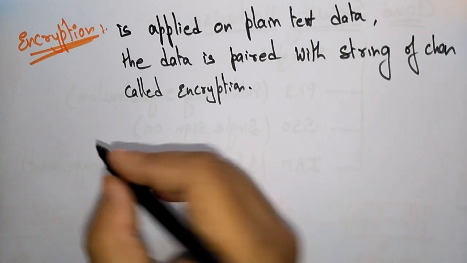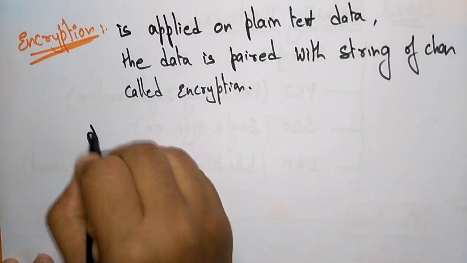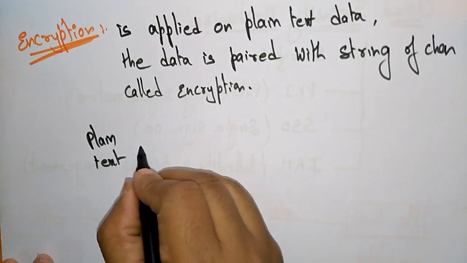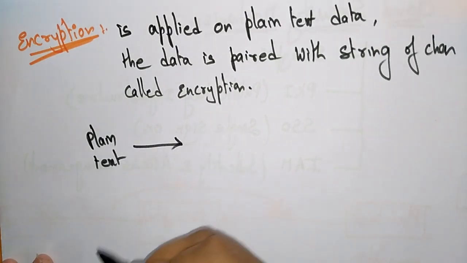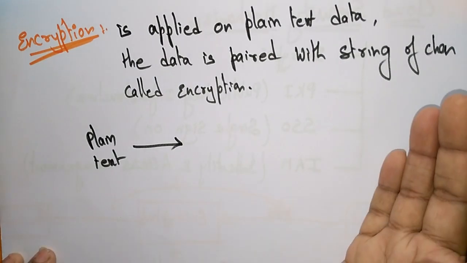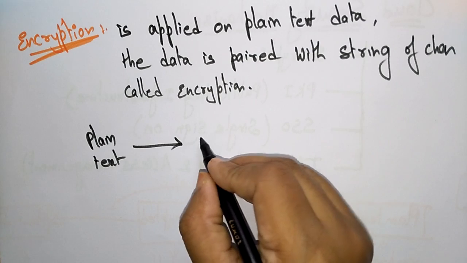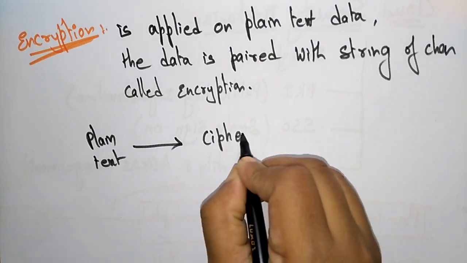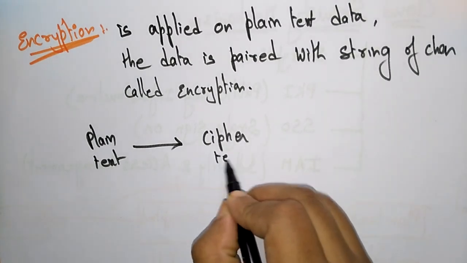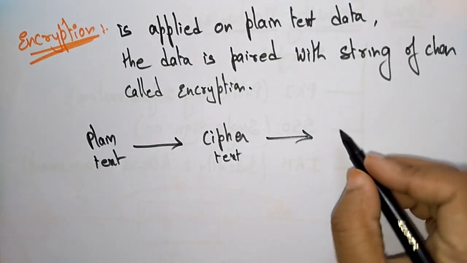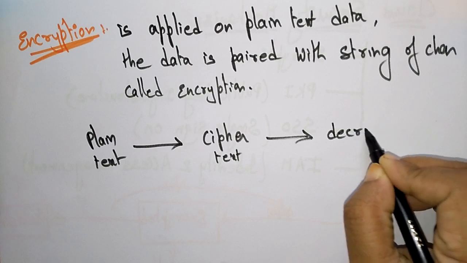So what does it mean? Let's take a plain text. This plain text will first be transformed by encryption into cipher form, which is the ciphertext, and finally again it should be decrypted.